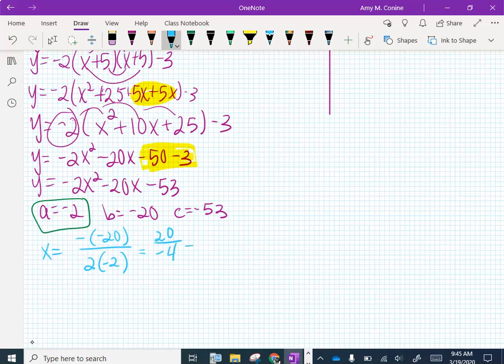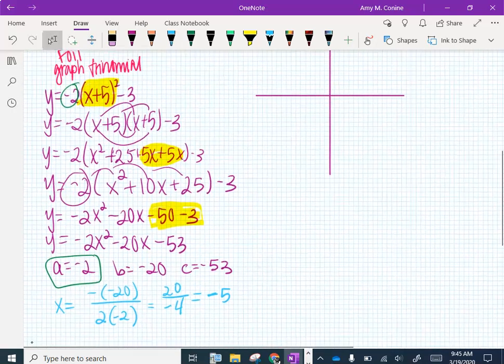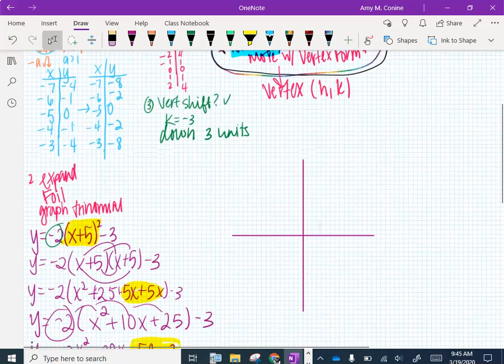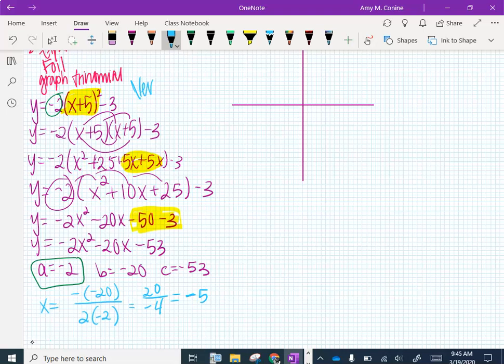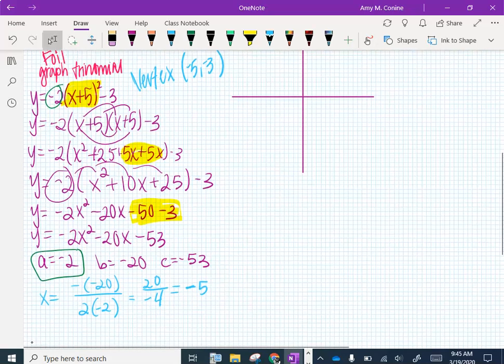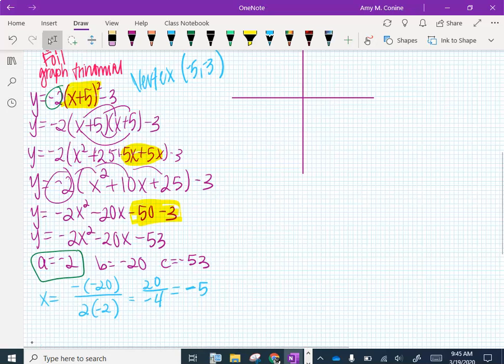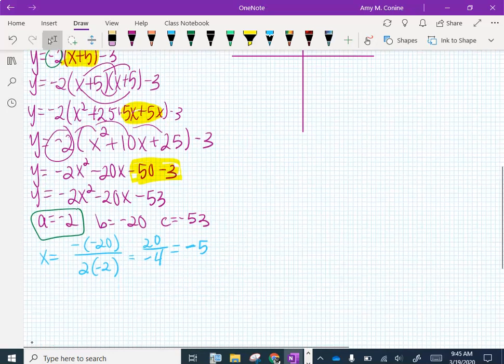2 times a is negative 4, so we get an x of negative 5. All right, so our goal is to have a vertex of negative 5, negative 3. That's our goal, and I'll write that up here. Our vertex is negative 5, negative 3. So even if we do it this way, with all the algebra, we should still have the same exact graph, same exact vertex. Everything should be the same.